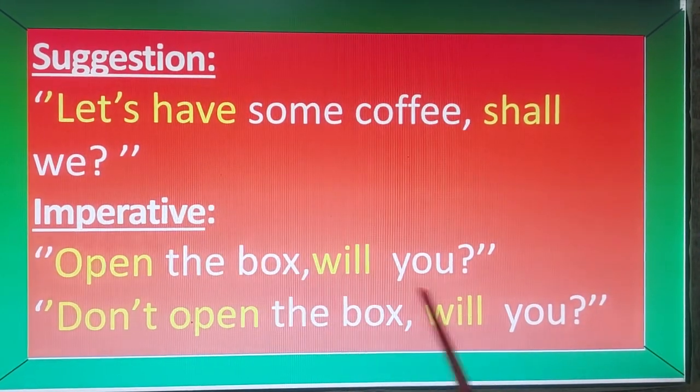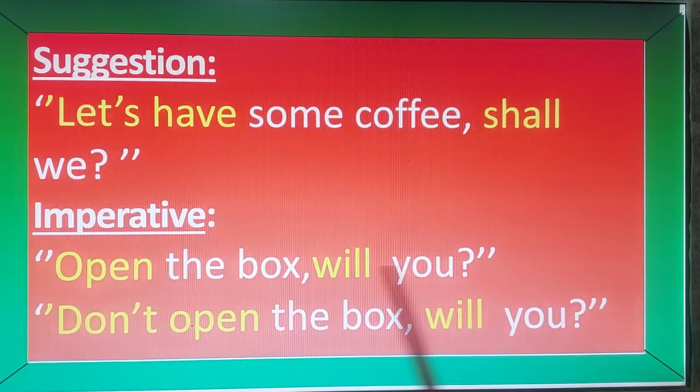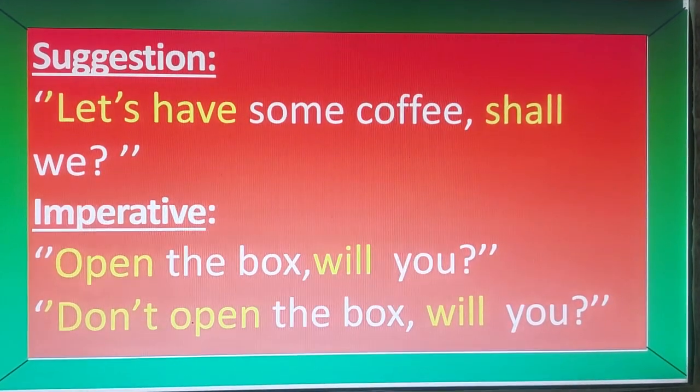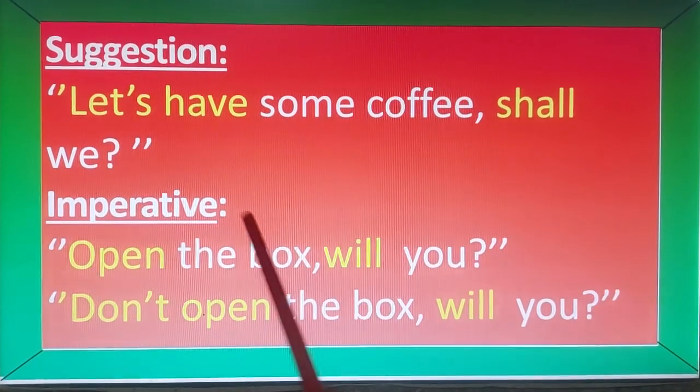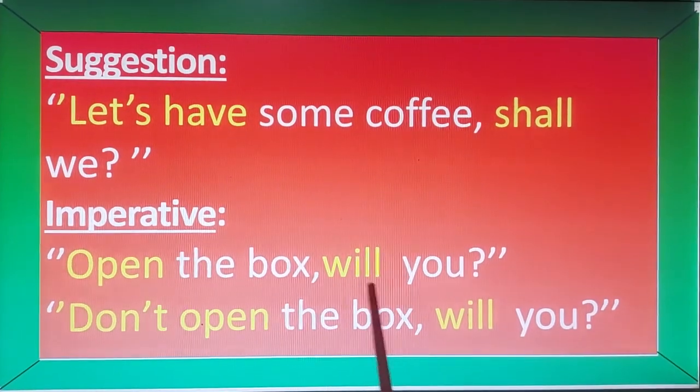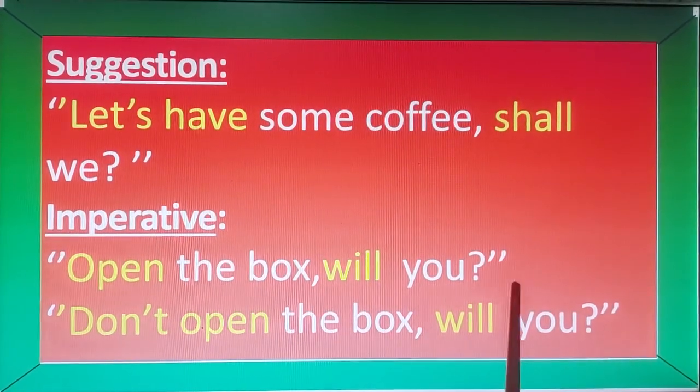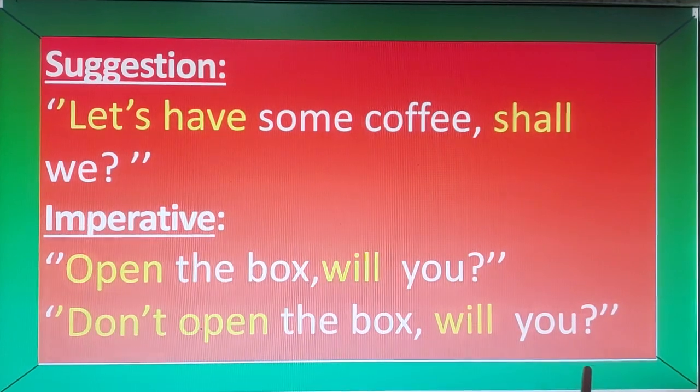Don't open the box, will you? The same, okay? So for the imperative, always use will. Open the box, will you? Don't open the box, will you?